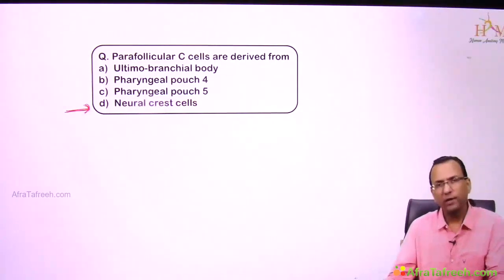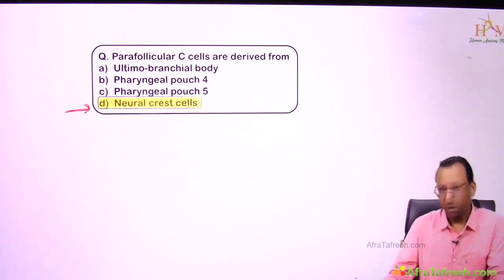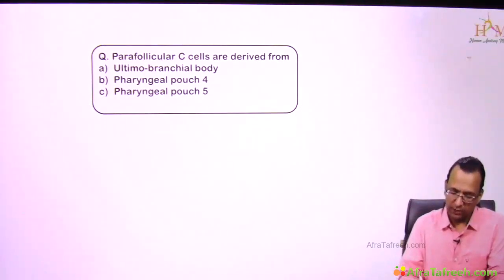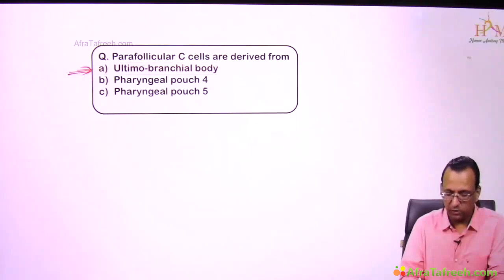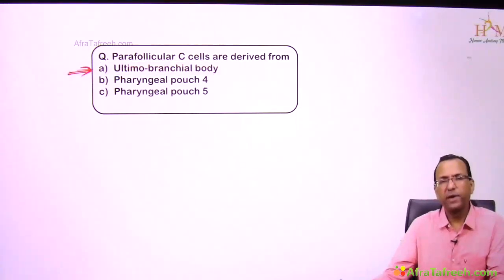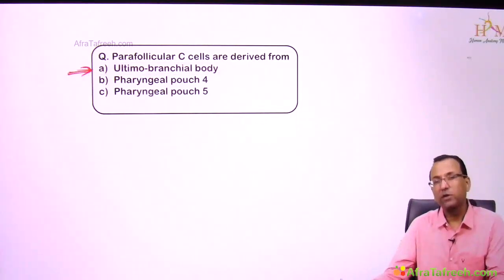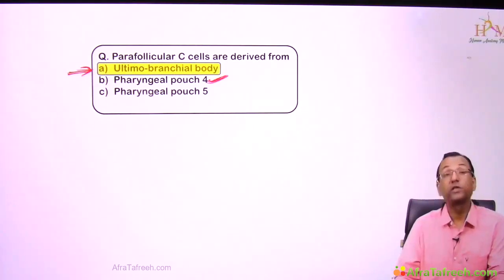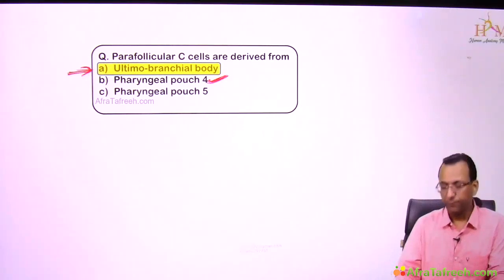Then what was the old answer? Old answer, yes, the ultimobranchial body. If neural crest is not given, then your answer will become ultimobranchial body. That is the old answer. And what if ultimobranchial body is not given? That can also happen. Then you have to answer pouch number 4. And if pouch number 4 is not given, then you have to answer pouch number 5.